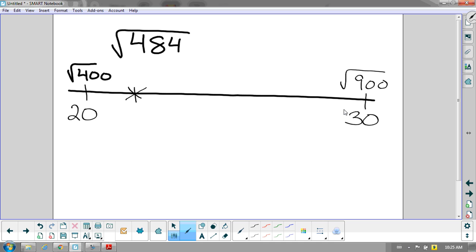So now we've narrowed it down. And we know that the square root of 484 has to be a number between 20 and 30, which means that the first digit has to be a 2. So we know that it's 20 something because it lands within that range between 20 and 30. To get the second digit, we look at the last digit here, which is a 4.